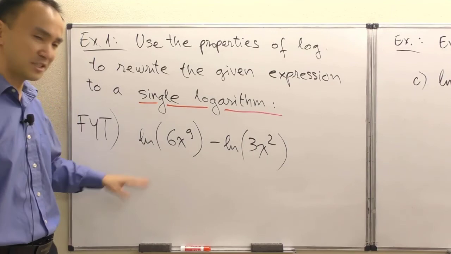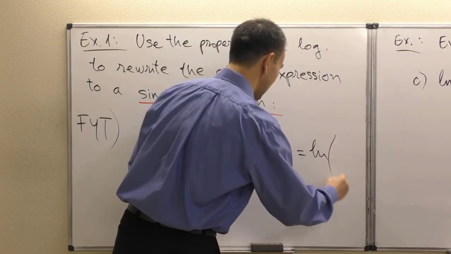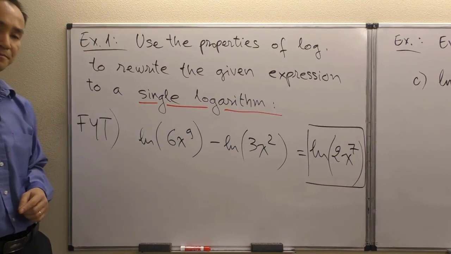All right, so at this point, assuming that you already spent your time and now you are resuming with the video, the final answer for this is simply, in one log term, natural log of 2x to the 7. That's our final answer for that. All right.